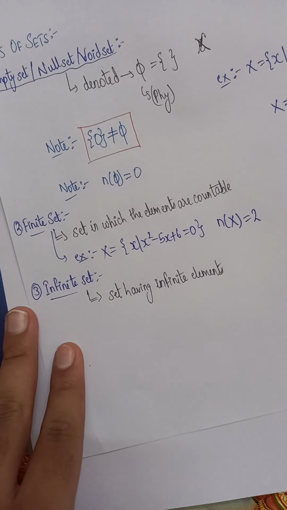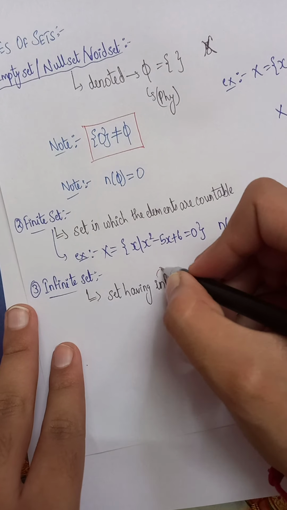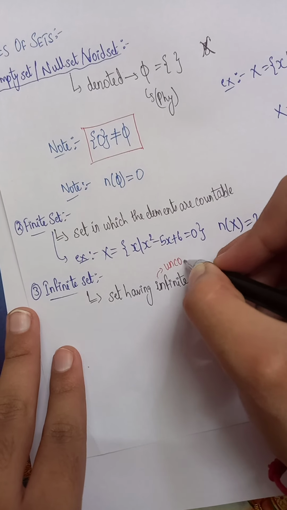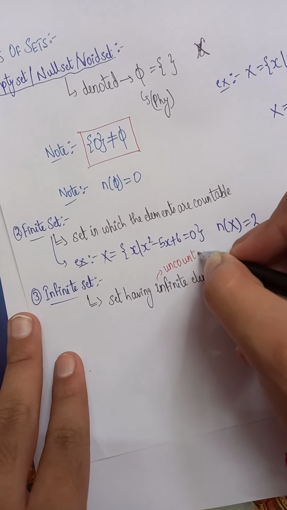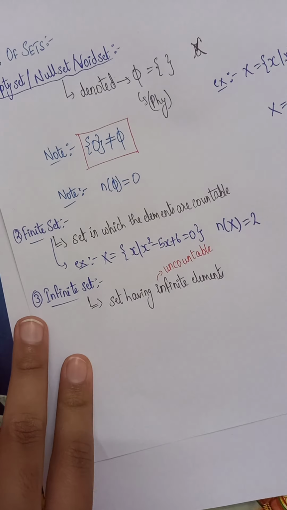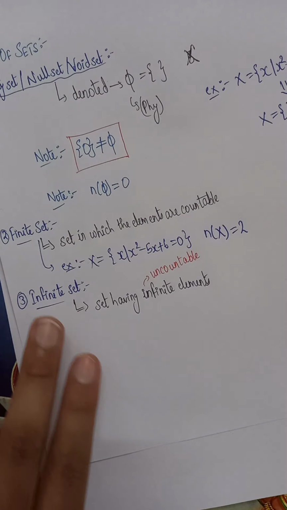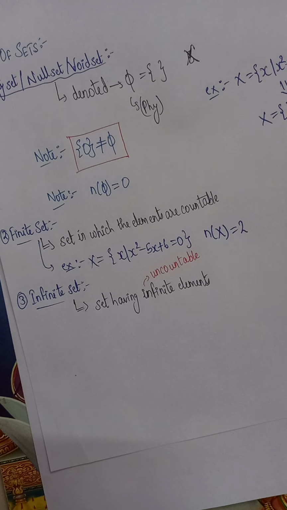Infinite elements. I hope that you understood about infinite, which means you can't count. There are uncountable elements, like there are n number of elements, you cannot count it. It's just like how many sugar crystals are there in one sugar. So you can't count that. Okay.